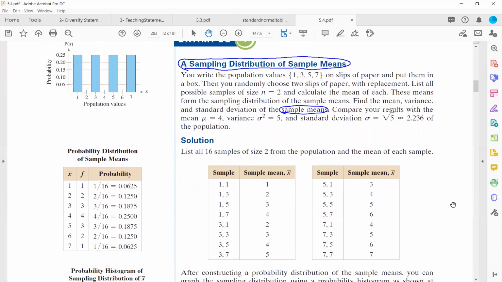So they took these values, sample 1 and 1. The mean, 1 plus 1 divided by 2, is 1. What if you pair 1 and 3? The mean is 2. If you pair 1 and 5, the mean is 3. If you pair 1 and 7, the mean is 4. Then 3 and 1 gives 2, and the rest of them. These data are new data for the sampling distribution of the mean.